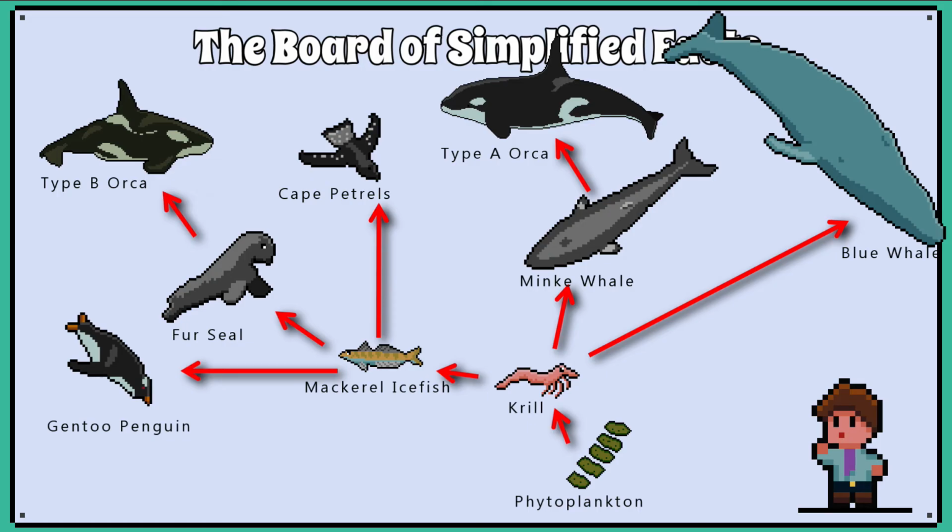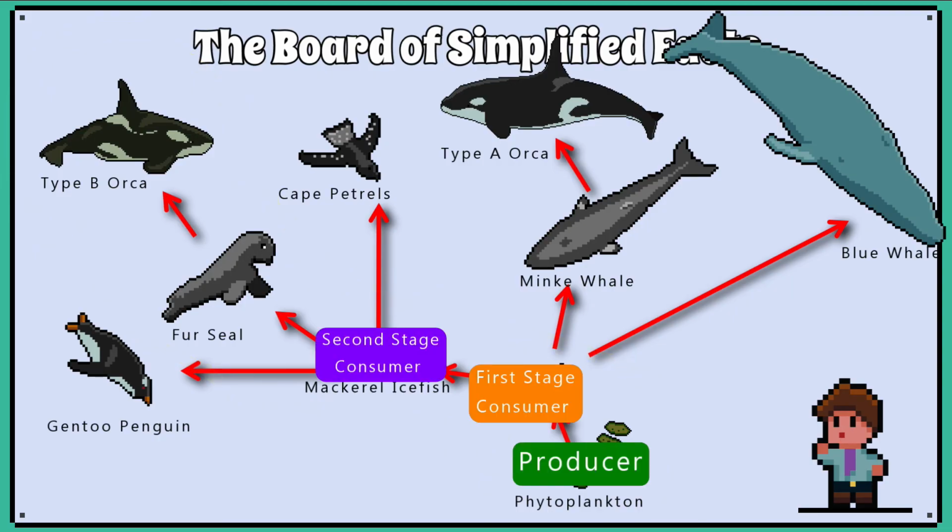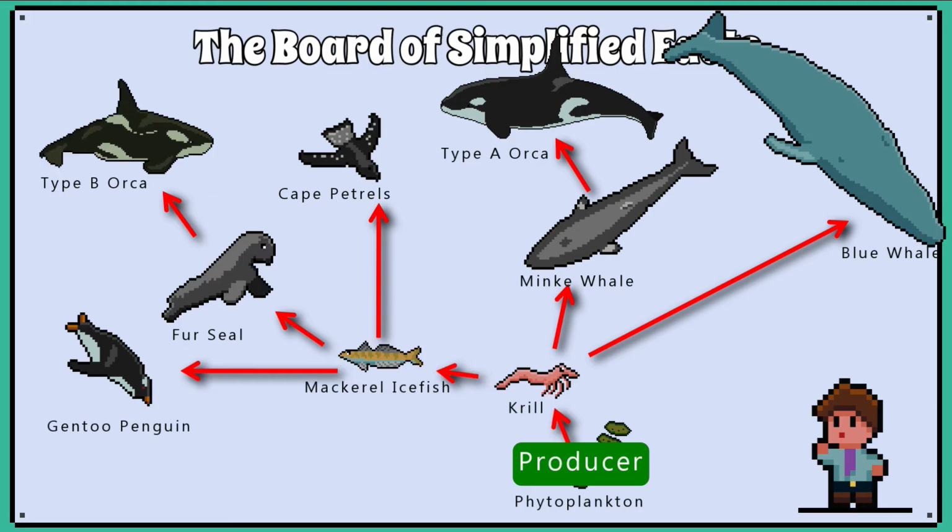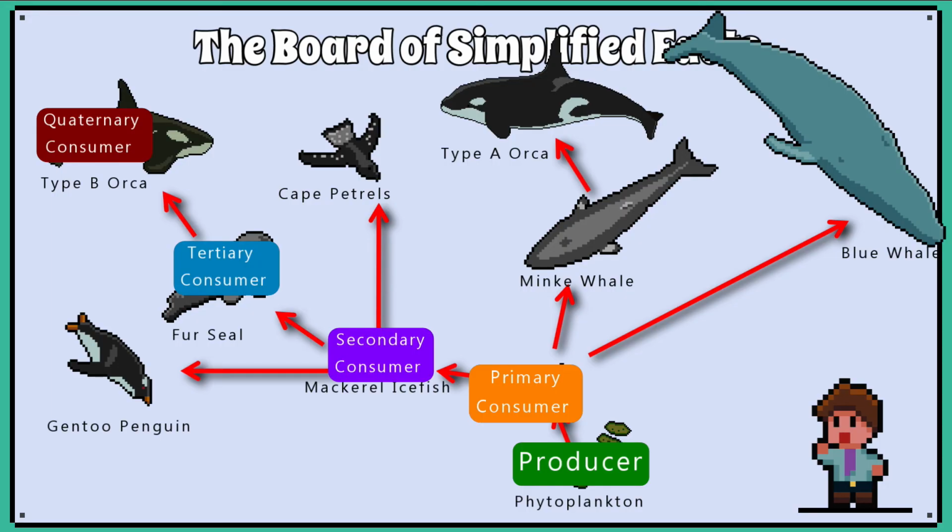Here are some examples of food webs, which are very similar to food chains, but they can also show how more than one organism may rely on a food source. But they can be labelled exactly the same way. You just count how many organisms are in one chain within the web. You have the producer, first stage consumer, second stage consumer, third stage consumer, and fourth stage consumer. Or we can use the terms producer, primary consumer, secondary consumer, tertiary consumer, and quaternary consumer.